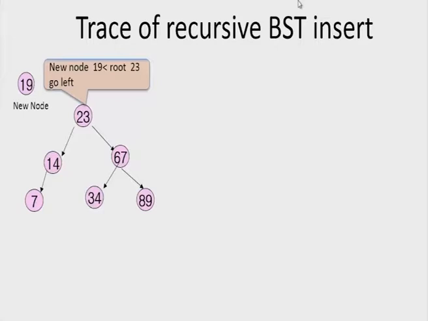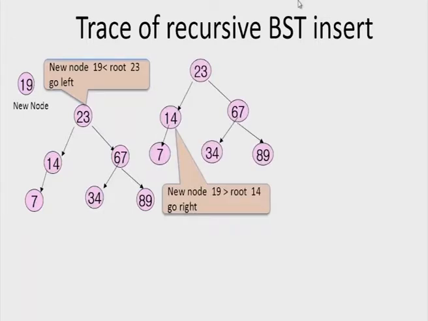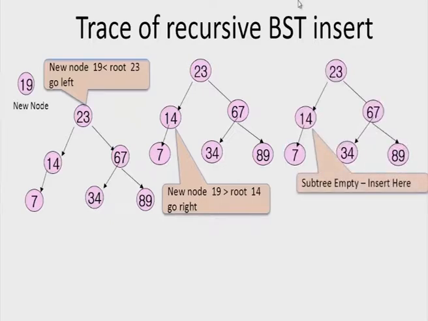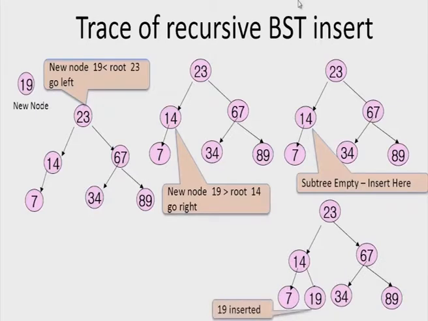So, you go to the left subtree, and in the left subtree you go to 14. You find that the new node 19 is greater than 14, at the right, and the right subtree is empty. So, what you do? You just add 19 there. Okay. So, that is the idea here. So, the 19 has been added.